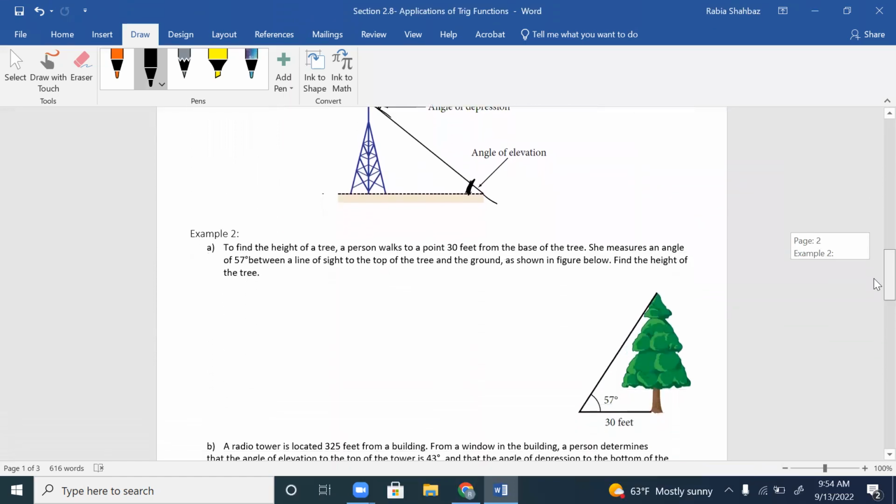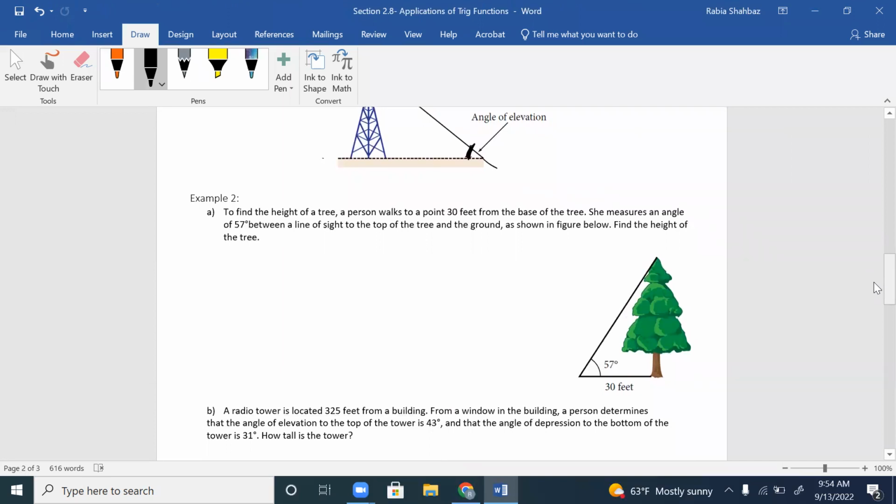Okay, so let's look at some situations here. You want to measure the height of this tree, and the person walks to a point 30 feet from the base of the tree. The measure of this angle of elevation from the line of sight to the top of the tree is 57 degrees. We have to find the height of the tree. First, obviously, the tree is making a right angle with the ground, making this a right triangle. In reference to this angle 57, 30 feet is our adjacent side, and x, the tree, is our opposite side.